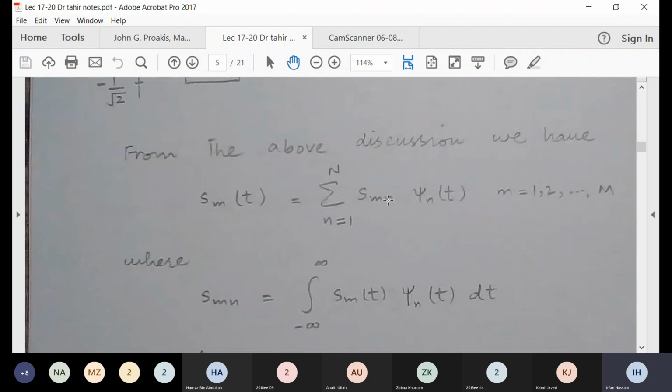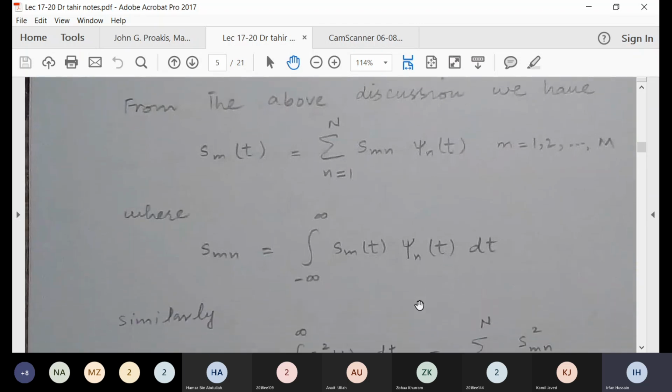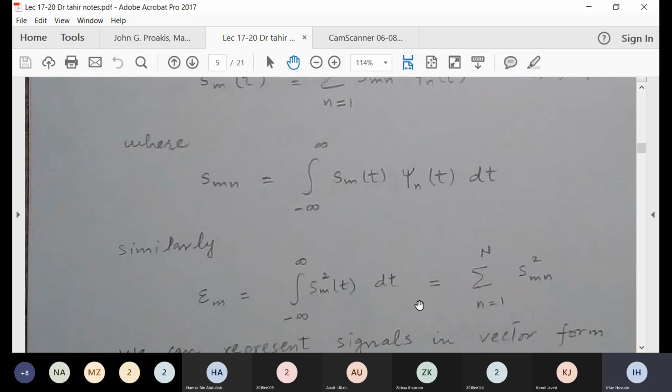So you can see what is SMN, same as CMN, the projection of the SM signal onto psi n, one of the orthogonal vectors.